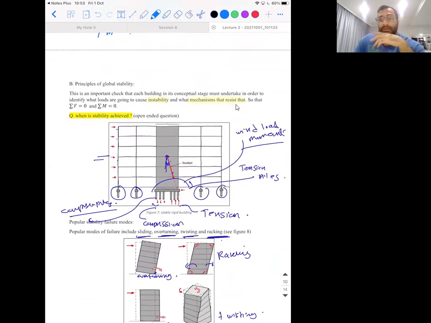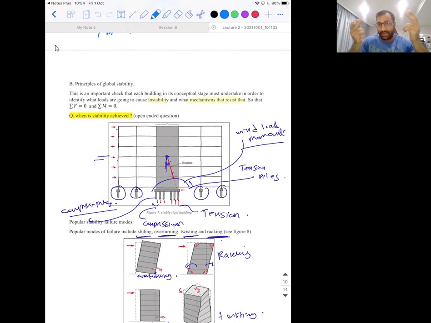So any load that would cause instability must have a mitigation. That mitigation mechanism is a resistance. It's a safety for the building. So when you're designing something crazy, with curves and cantilevers, you have to always account for the global stability. Is the building, in its shape, geometrically stable?